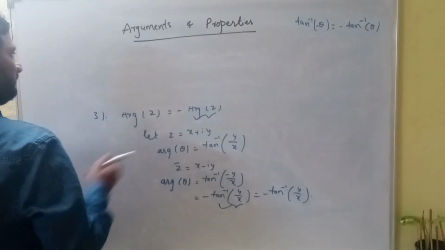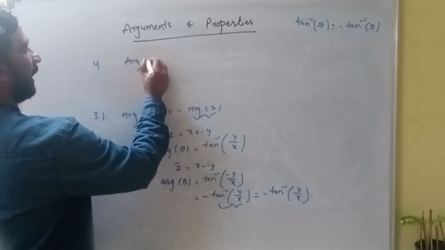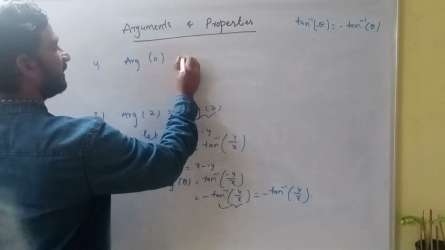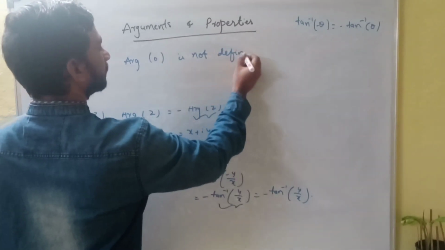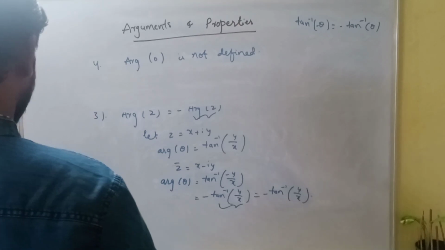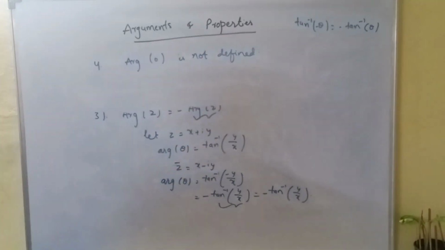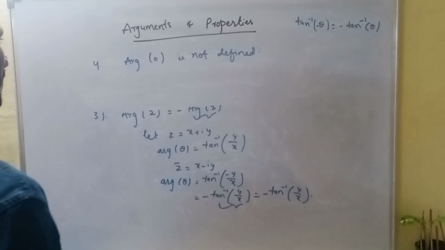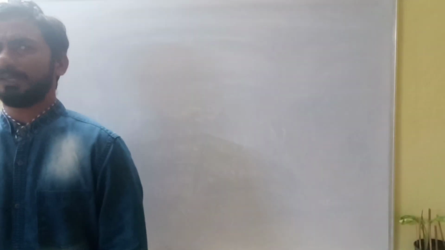Another property is argument of 0 is not defined. Not defined or infinite, whatever we can call it. So these are some properties of arguments of complex numbers. Now let's move to the principal value of argument.